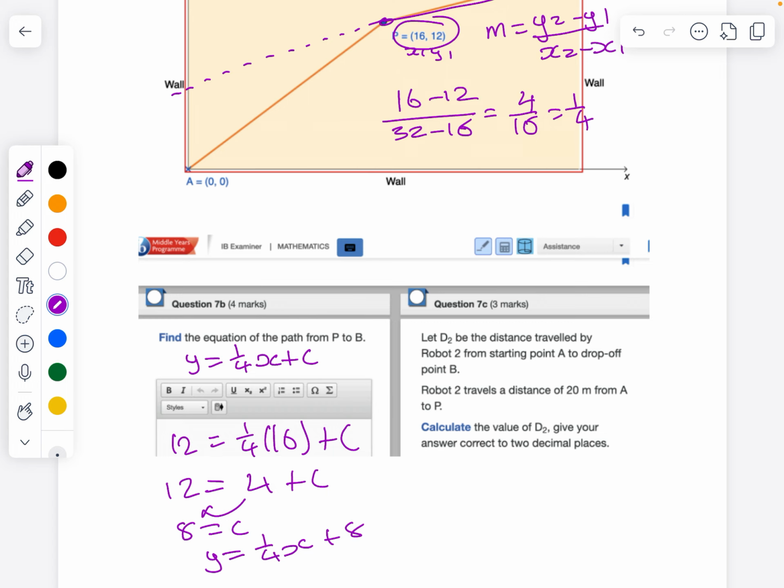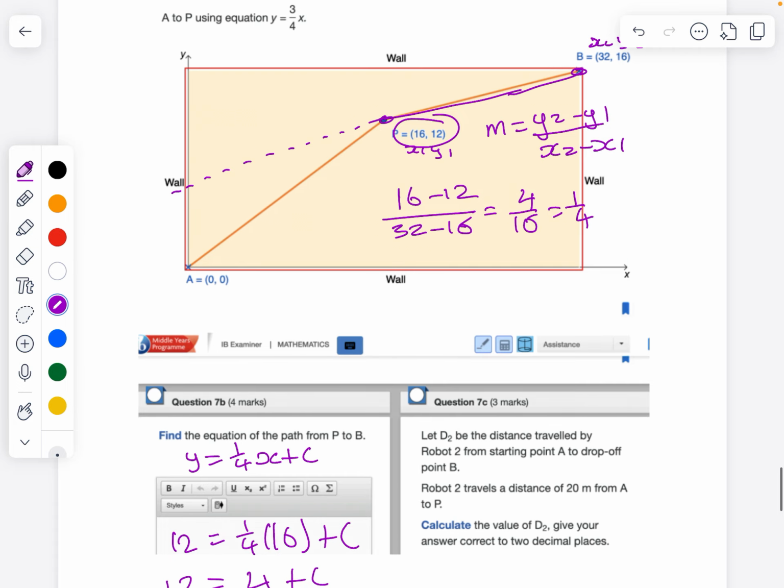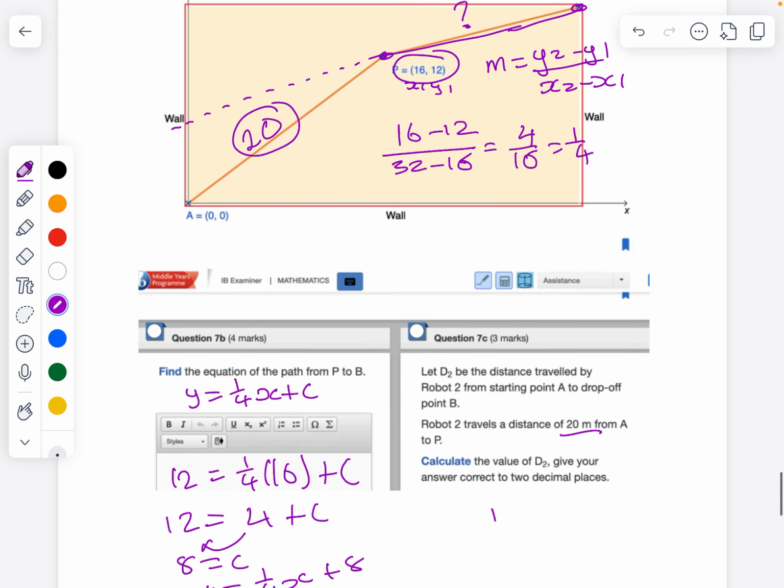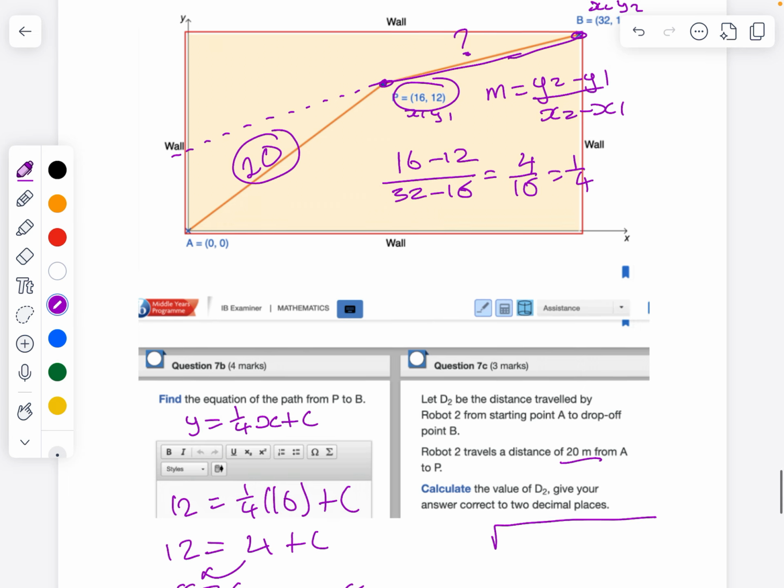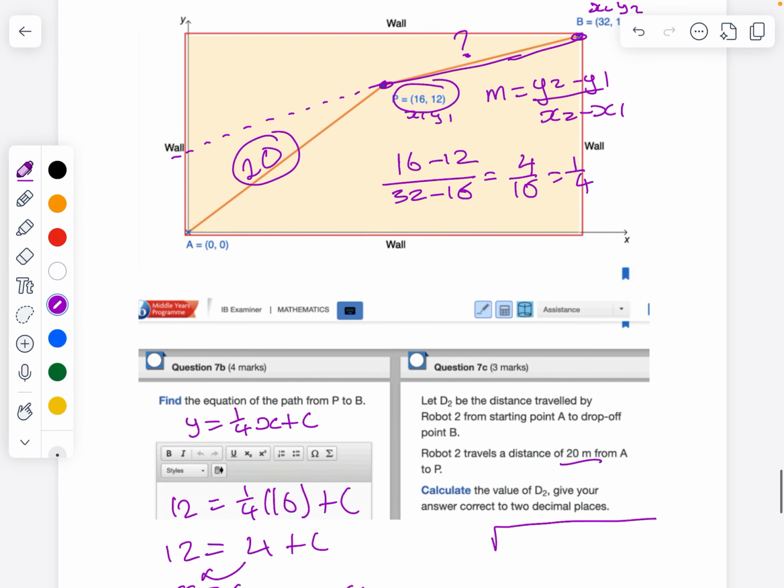Right, last question. It tells me here that the robot from A to B, the first distance that it travelled here, which is 20, going from A to P, is 20 meters. Now it wants me to find the distance of the whole thing. So I need to take this 20 and I need to add it on to the distance of P to B. So what is the distance of P to B?